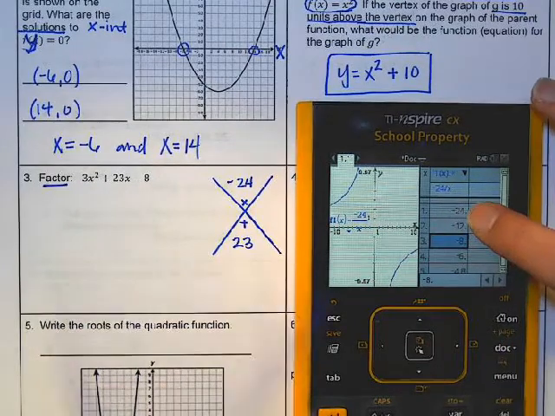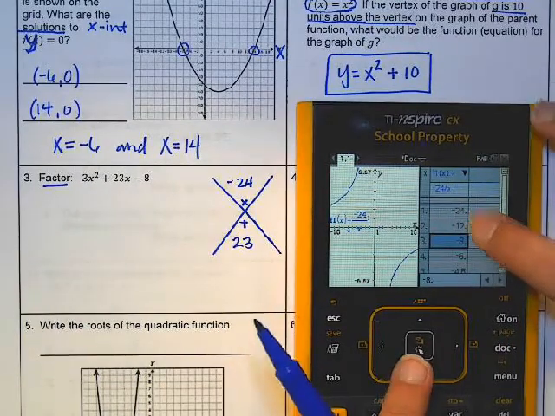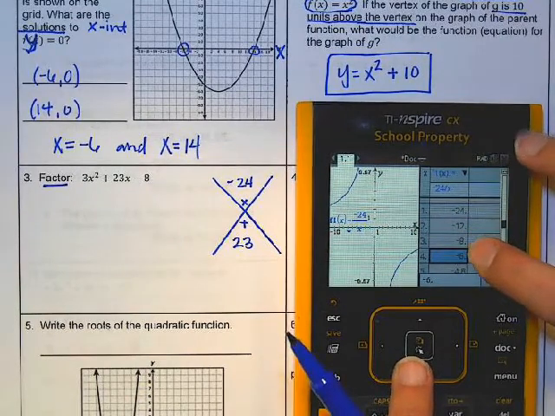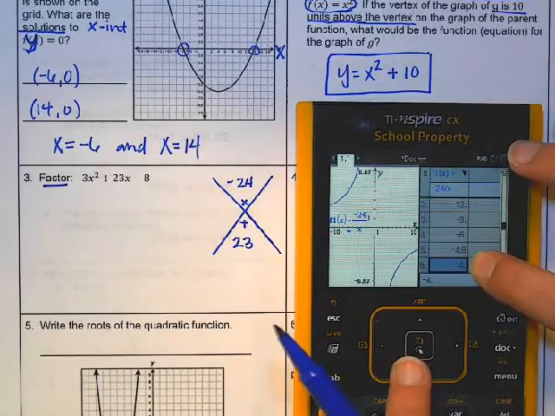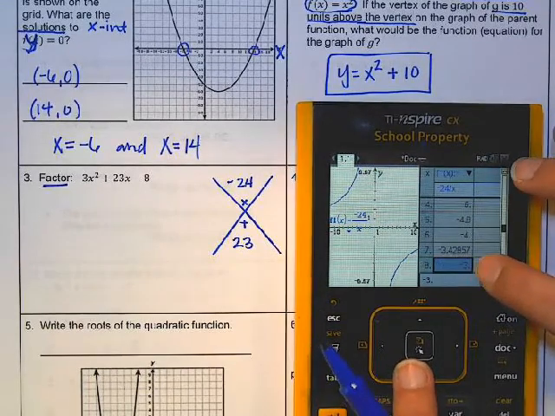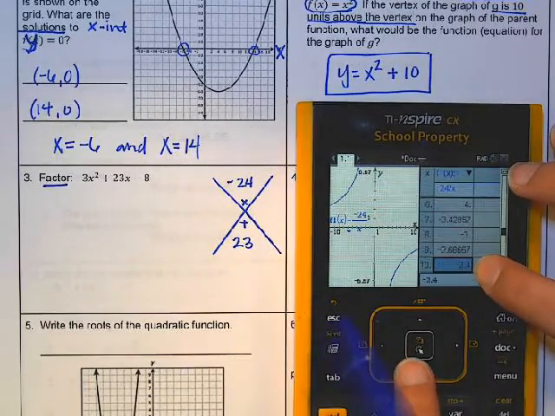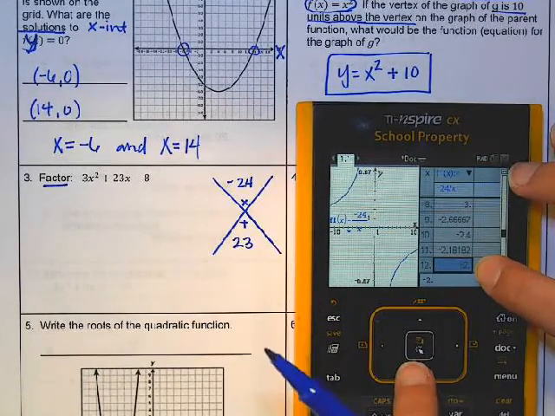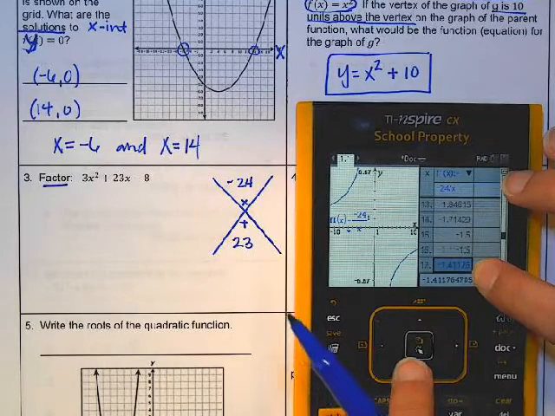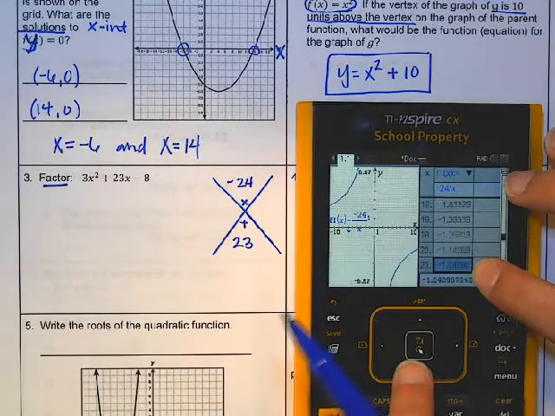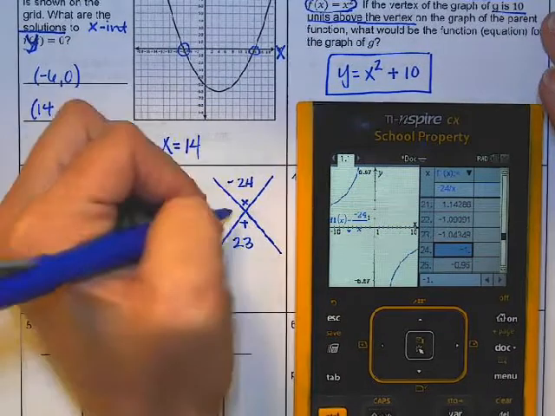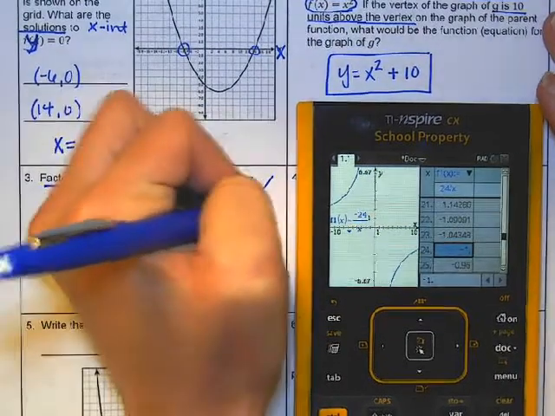1 and -24 is -23. 2 and -12 is -10. 3 and -8 is -5. 4 and -6 is -2. 6 and -4 is +2. 8 and -3 is +5. 12 and -2 is +10. 24 and -1 is +23. So I have 24, -1.